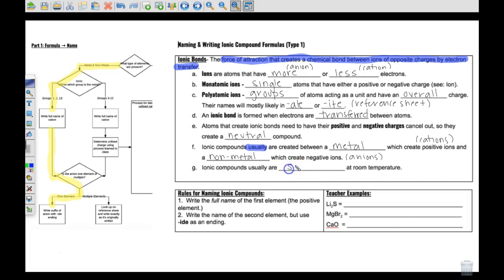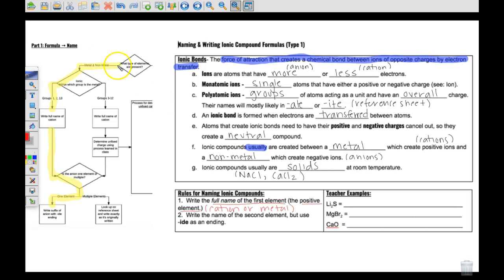And ionic compounds are usually solids at room temperature. So for example, sodium chloride or table salt is a solid at room temperature. Calcium chloride, which is road salt melt, is a solid at room temperature also. So to start us off, we are going to determine how to take a formula and turn it into a name. And our first step is we're going to write the full name of the first element, which is always the positive element. So it's always our cation or it's our metal. It's 2 different ways of thinking about it.